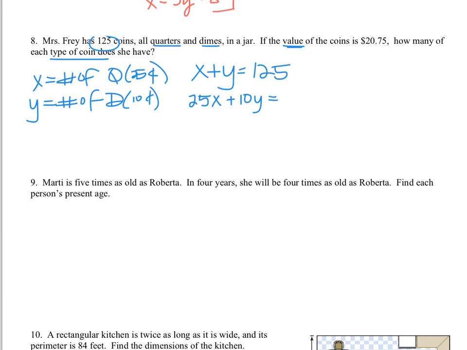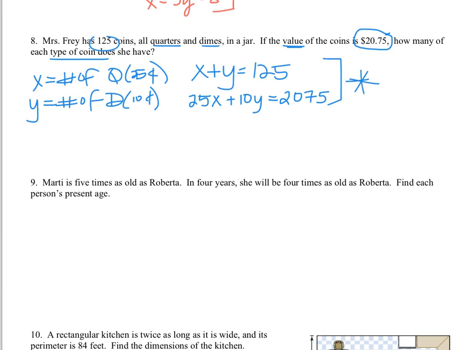Notice I didn't use parentheses with the 25 and the 10. I consider them 25 cents and 10 cents. Now if the value of all the coins is $20.75, that would actually be 2,075 in just cents. So I move the decimal over for the value of the quarters, the value of the dimes, and the total value of all the coins in the jar. Voila, just like that, we have our system.